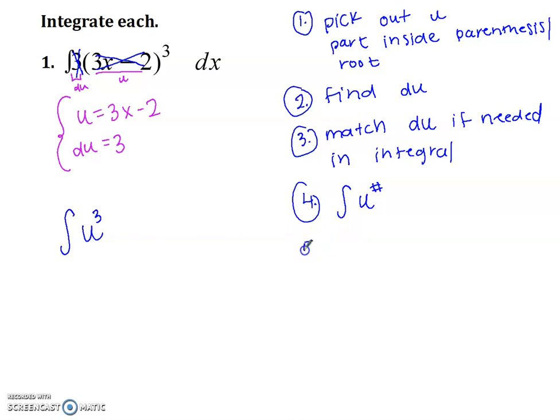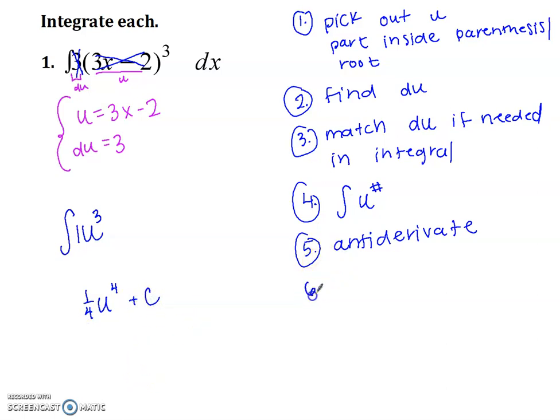Then, once you've rewritten it in terms of u, you're actually ready to do the antiderivative. So if I do the antiderivative, this is when we add 1 to the exponent, so that's going to be 4. This is like a 1. Then I'm going to divide by that new exponent, and then I'm going to put a plus c.